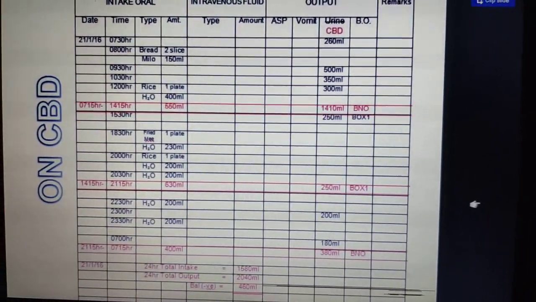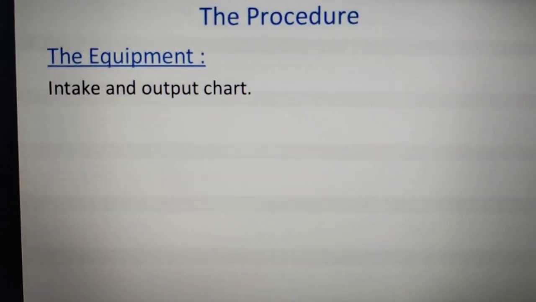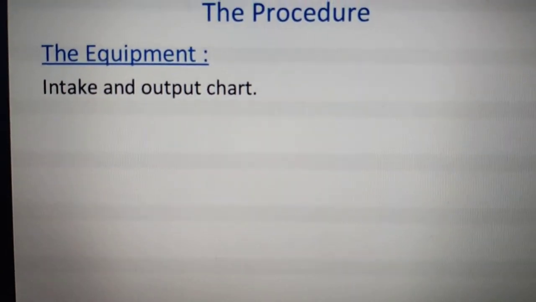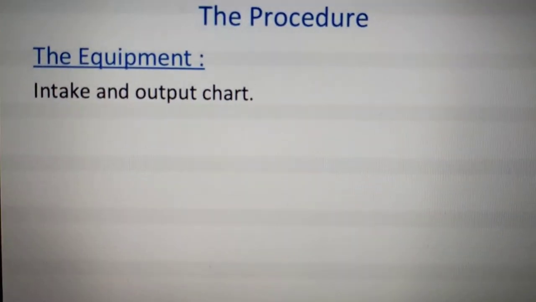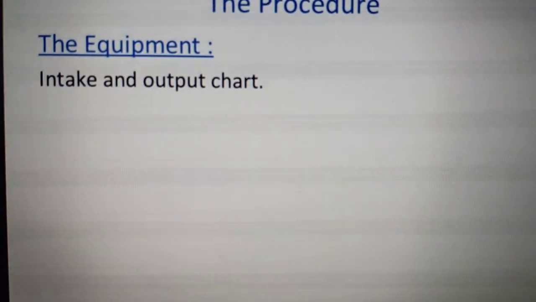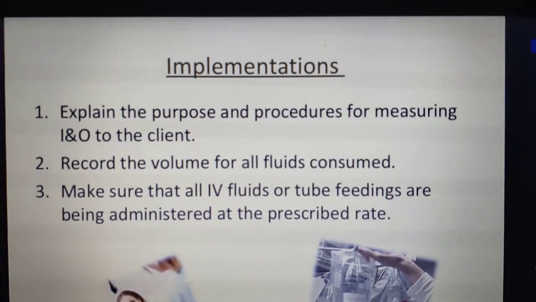Understood? Okay. We have seen the charts and all, isn't it? Now we have a gross review of the procedure. Okay, how to record the intake output chart. So what are the equipments? A very simple intake output chart we require, isn't it? Okay, fine. So how to implement?